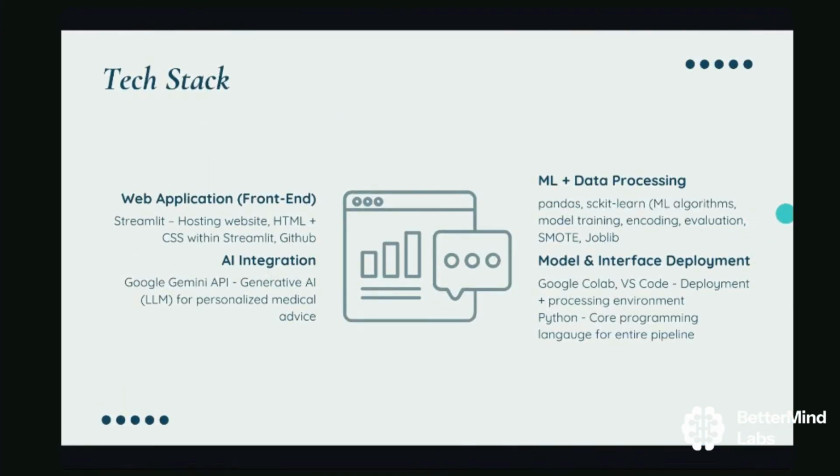Then the tech stack, what did I exactly use? When I was starting off in Google Colab, that was my initial web application. I used Pandas, scikit-learn for the ML algorithms, model training, encoding, and evaluation, and Joblib, so that also aided in deployment. And then in VS Code, I used the Google Gemini API to create generative AI. And then once I moved to Streamlit, that was my hosting website where I used HTML and CSS. For the backend code, it was entirely in Python. I didn't use any other language except for Markdown.